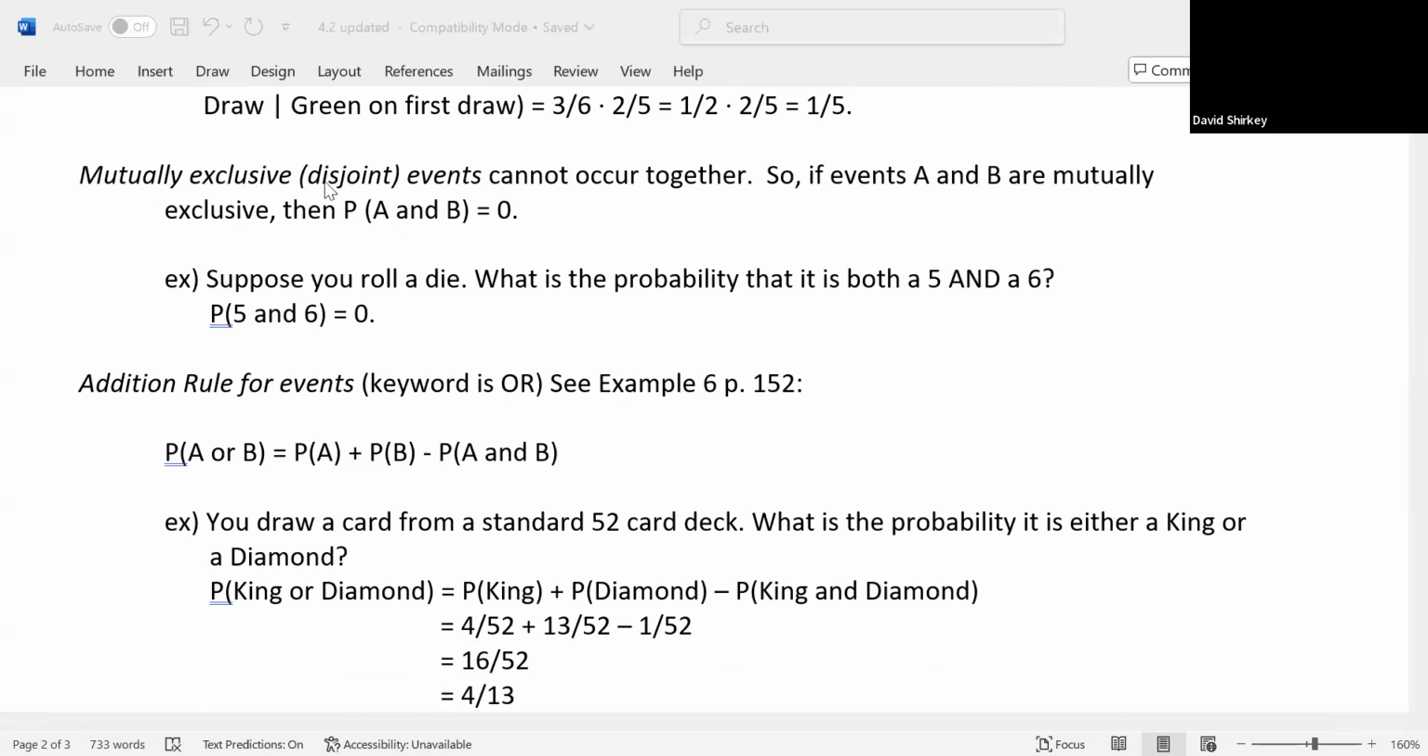Mutually exclusive events, also called disjoint events, cannot occur together. So if events A and B are mutually exclusive, then the probability of A and B occurring equals 0. Here's an example. Suppose you roll a die. What's the probability that it is both a 5 and a 6? Well, the probability you roll both a 5 and a 6 at the same time equals 0.